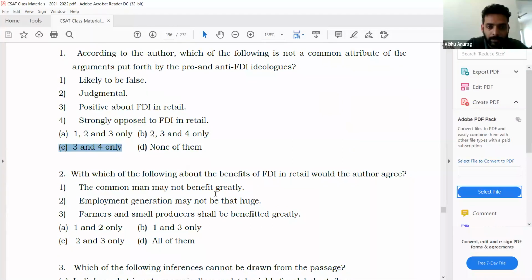Okay. Second one, with which of the following about the benefits of FDI in retail would the author agree? So author will agree with anything that he has justified. Basically, he does not believe what the government is saying. So he will agree with anything that is against that. Number 1, common man may not benefit greatly.